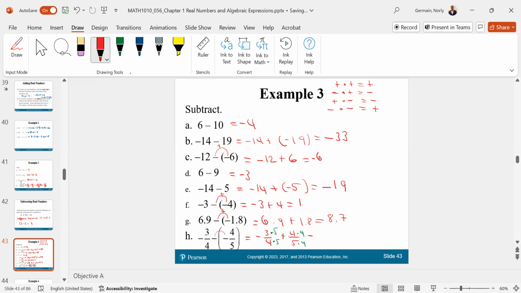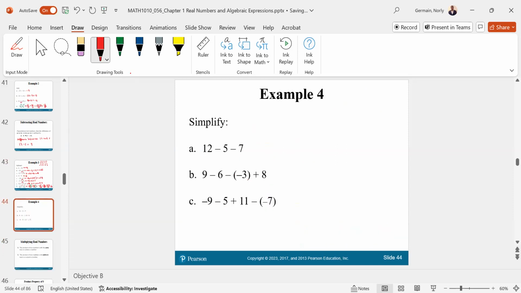Okay, we'll have time to do a lot of this. 3 times 5 is negative 15 over 20. 4 times 4 is 16 over 20. Remember, we said if the denominator is the same, we can just add the numerators. So you end up having only 1 over 20, right? Plenty of examples, that's mostly on real numbers.